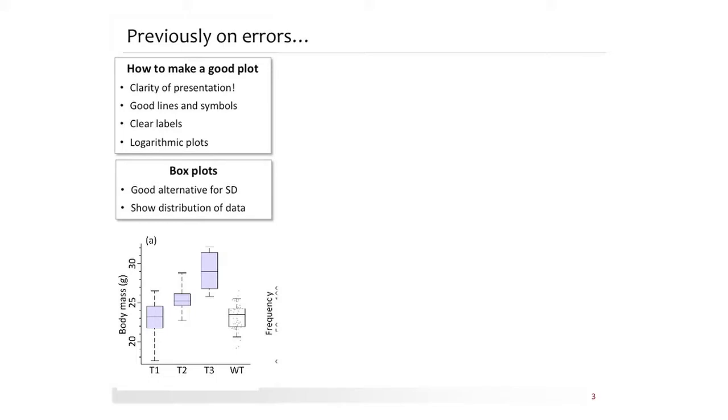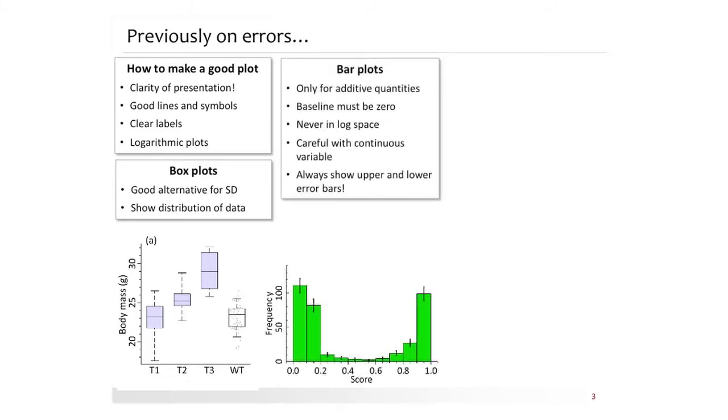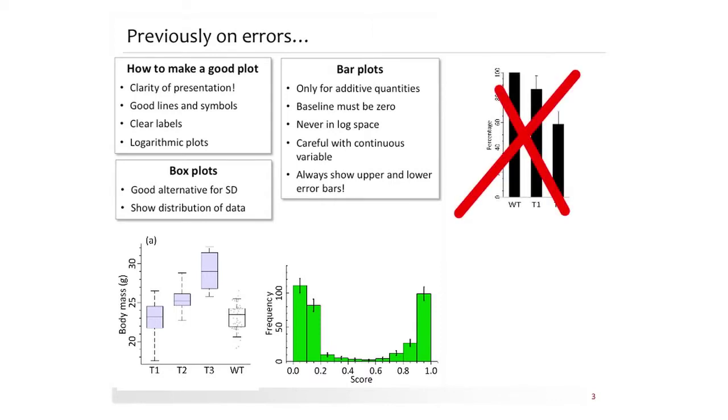Right. So previously, I talked to you about error bars and how to make good graphs and plots. I mentioned clarity of presentation, of course, that's what you aim at. You need some good lines, symbols, clear labels. Don't forget labels. And you can use logarithmic plots. Box plots are a good alternative for standard deviation. They show distribution of data in a non-parametric way. Bar plots, sometimes they are useful, but you have to be careful to show only additive quantities. The baseline here has to be at 0, and never use bar plots in logarithmic space. Be careful when the variable is continuous, and always show upper and lower error bar, never just one.